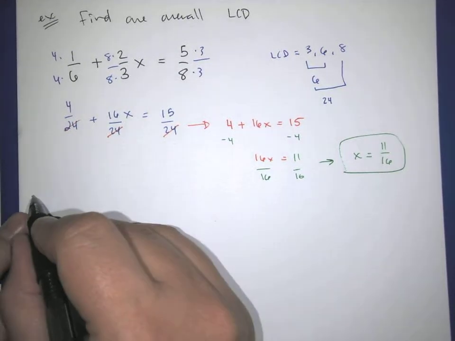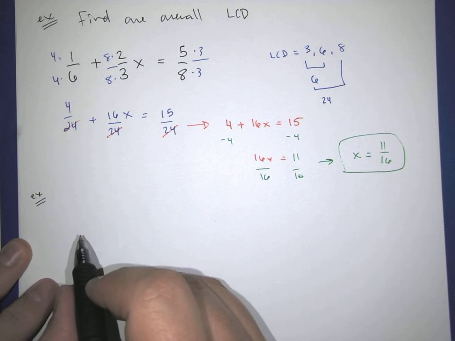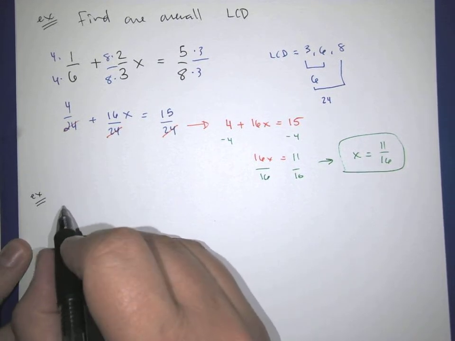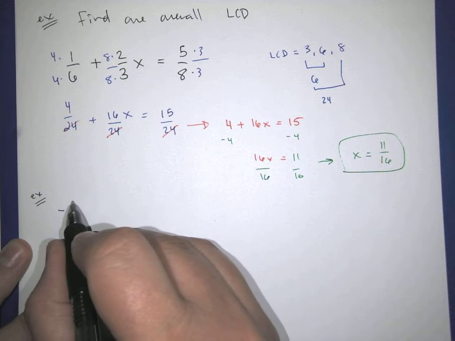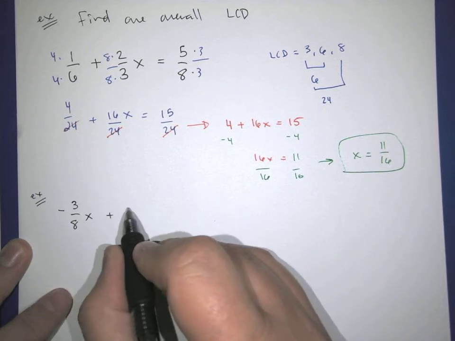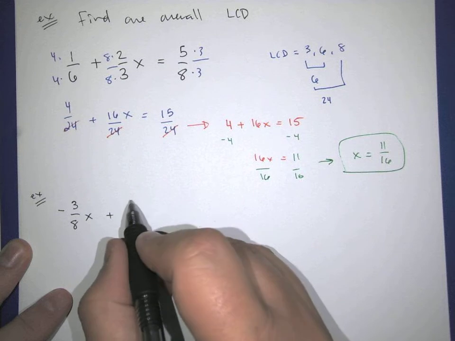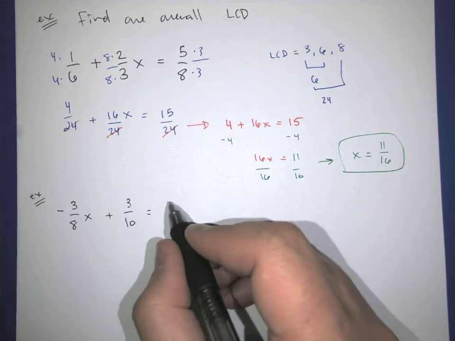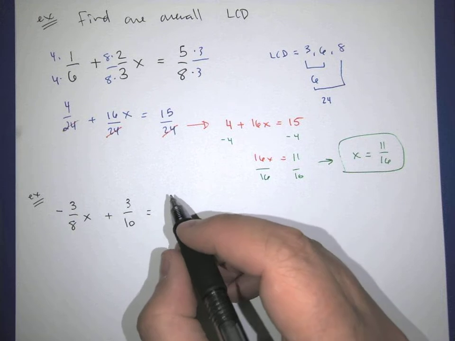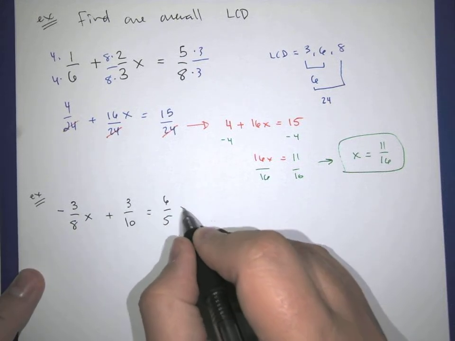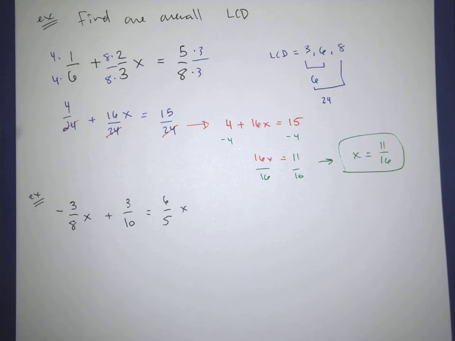Let me give you another example. How about, gosh, I don't know. Let's do negative 3/8 x plus 3/10 equals maybe like 6/5 x, something like that. We'll do two different x terms.